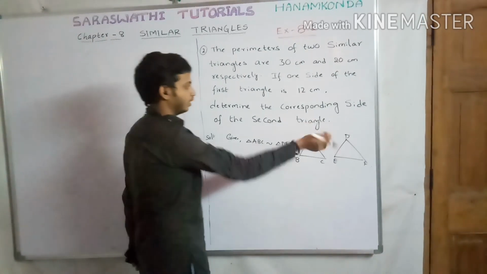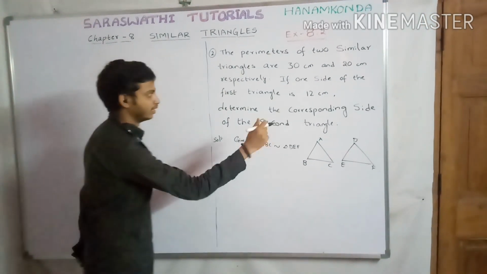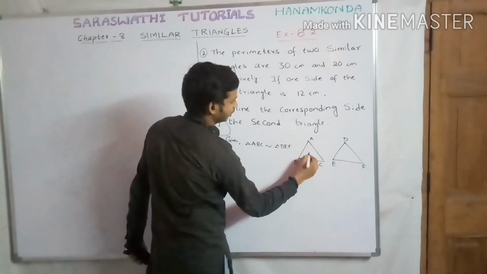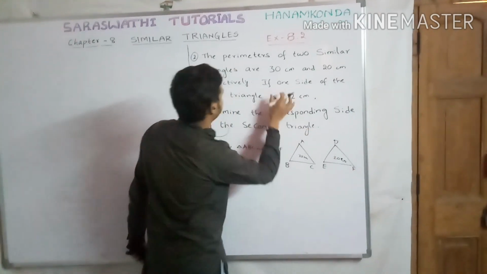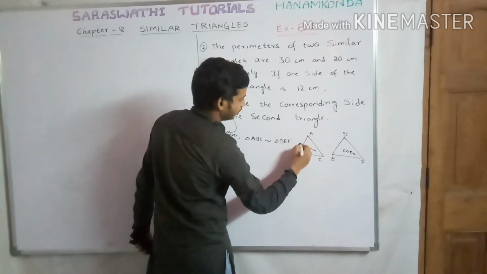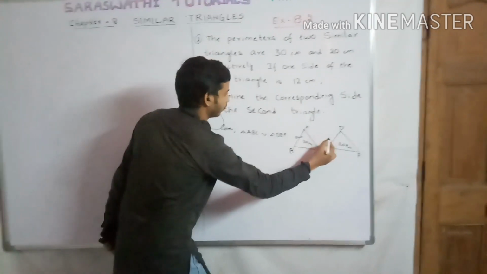We know that if two triangles are similar, then the ratio of their perimeters is equal to the ratio of their corresponding sides. Here the perimeter of the first triangle is 30 centimeters and the second triangle is 20 centimeters, and one side of the first triangle is 12 centimeters. If we consider AB to be 12 centimeters, then we have to find the DE value.